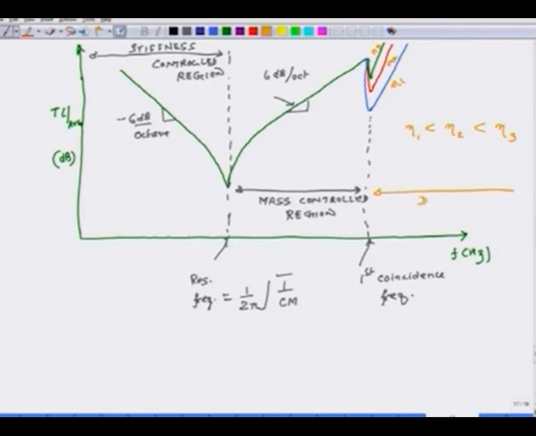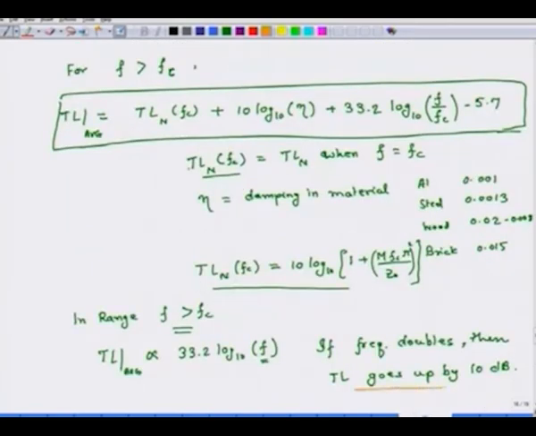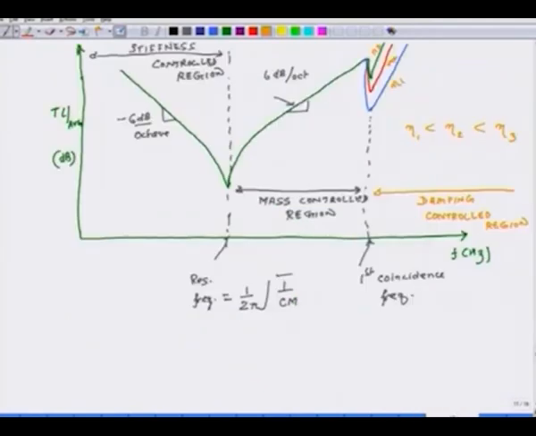In this region, which is called the damping controlled region, as we saw, the slope of the transmission loss curve is 10 decibels per octave. The three lines, red, green and blue, beyond f c, are all parallel to each other, and their slope is 10 dB per octave. So, this is the overall picture.